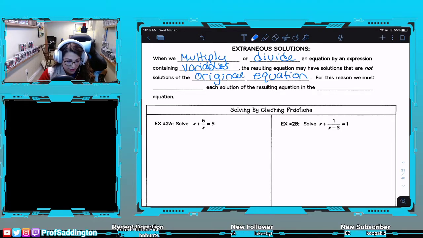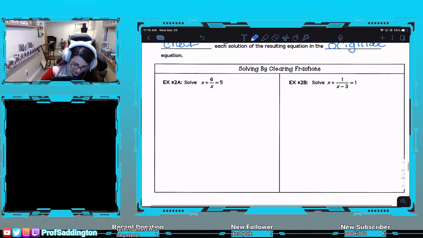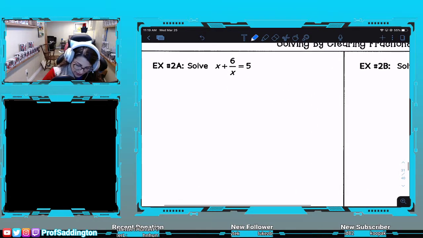For this reason, we must check each solution of the resulting equation in the original. Now that sounds like a mouthful and it sounds like a lot, but it's really not going to be that bad. We're going to identify what x cannot be equal to, and then we're just going to solve it. So if you can do that, all is good here. So let's take a gander.